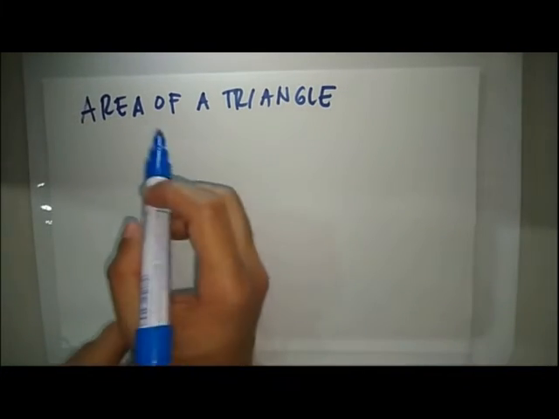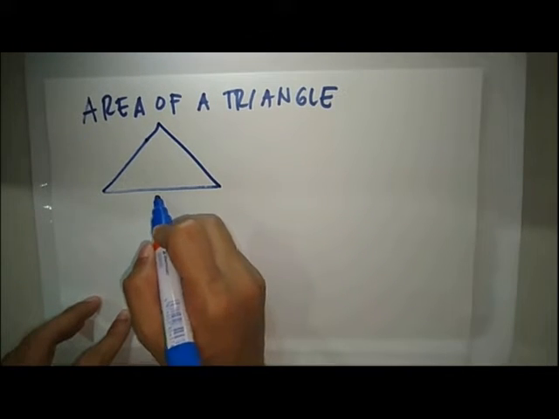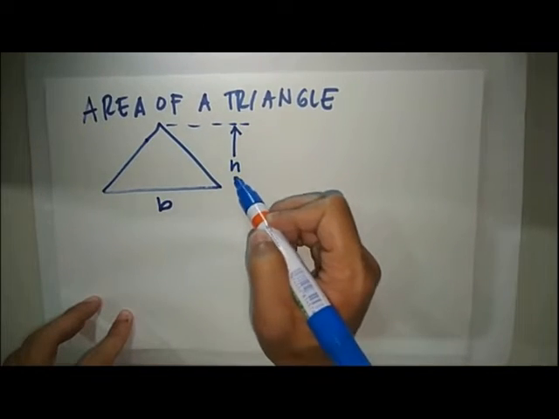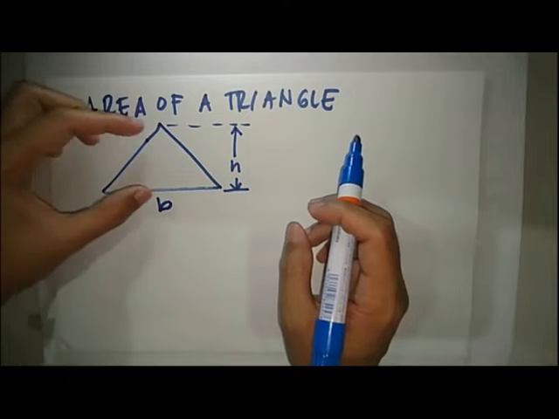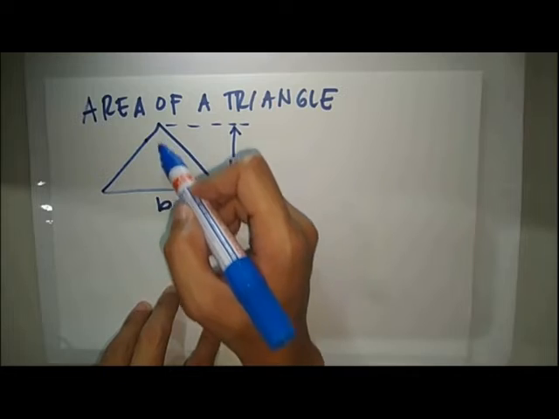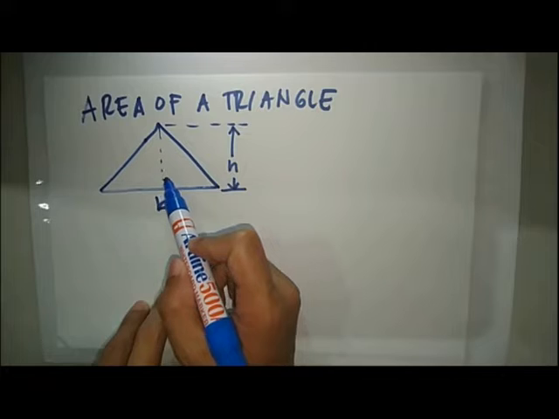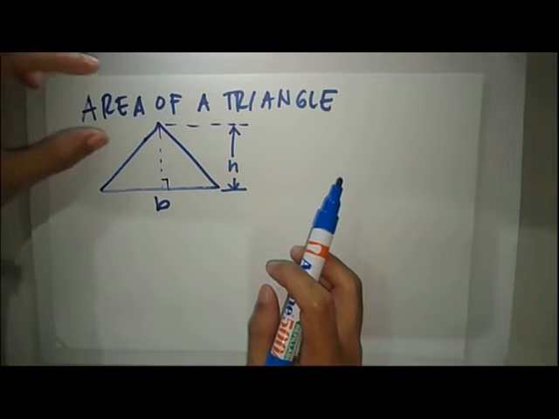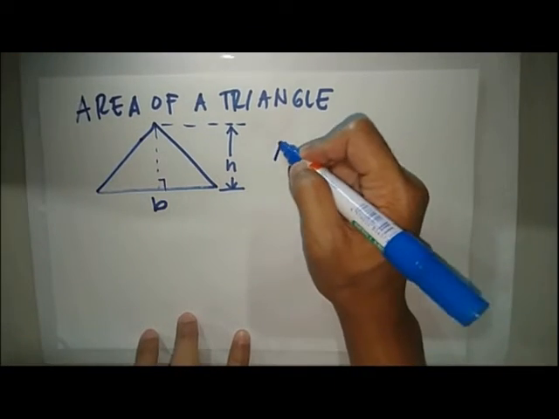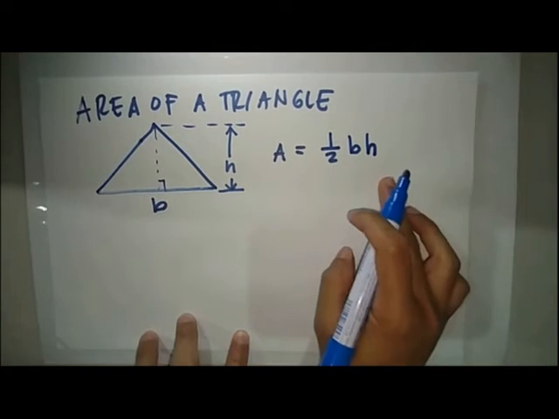So triangle, if we are given the base, if you have the triangle, you have the base, and you have the height. The height natin is perpendicular to the base. So if you draw a line here, perpendicular from the base to the opposite vertex, that distance is what we call the height. If you're given one side, you just draw a line which is perpendicular to the base to the opposite vertex. So ang area natin is given by 1/2 of the base times your height.